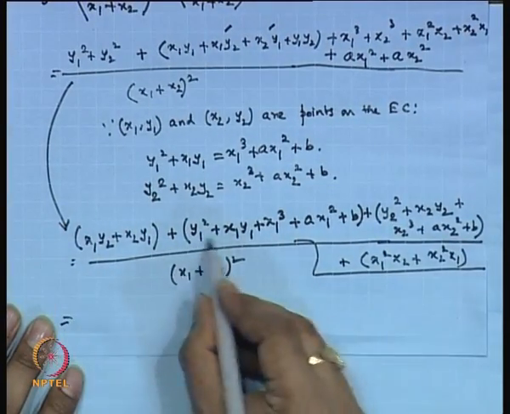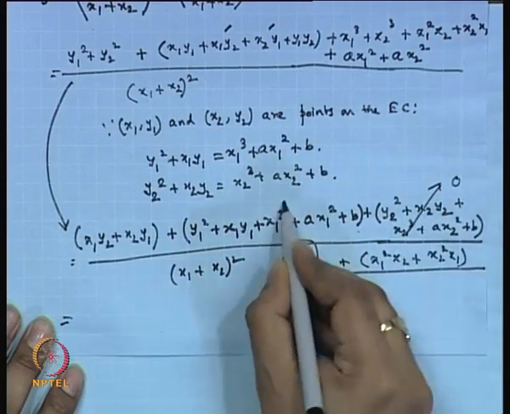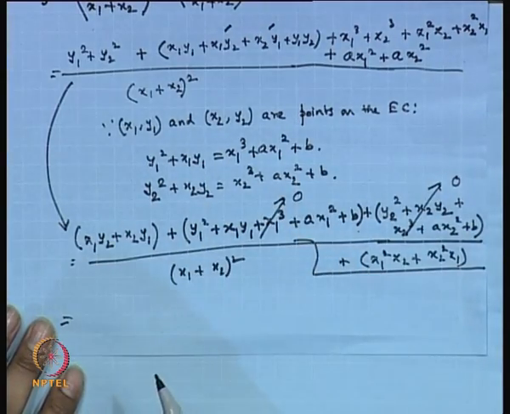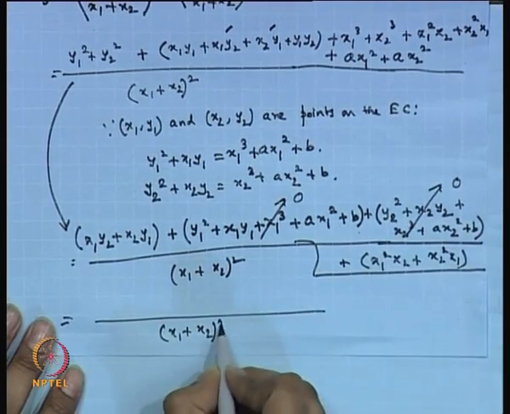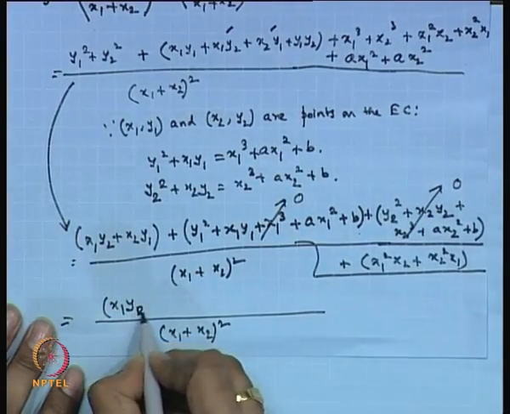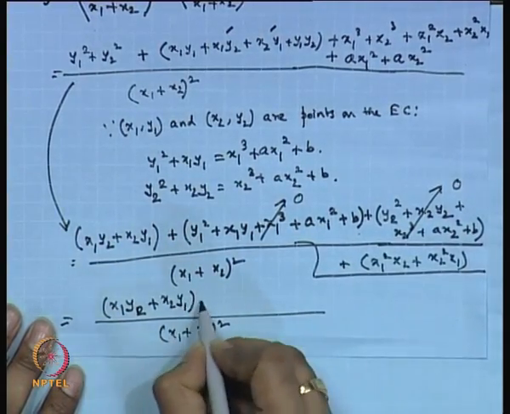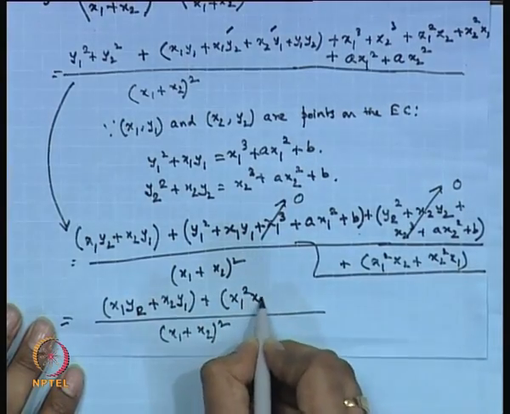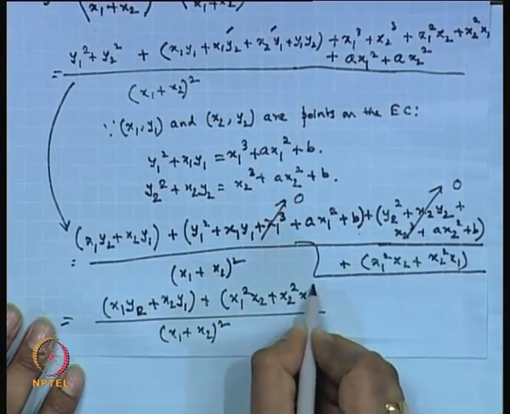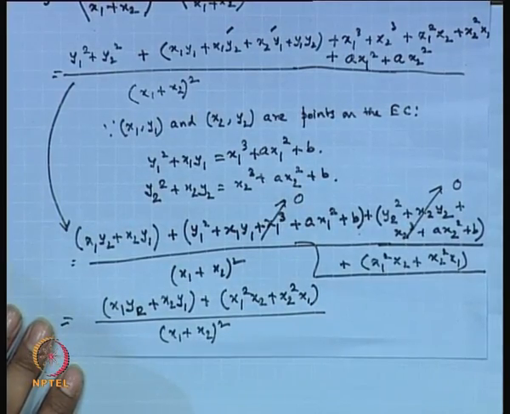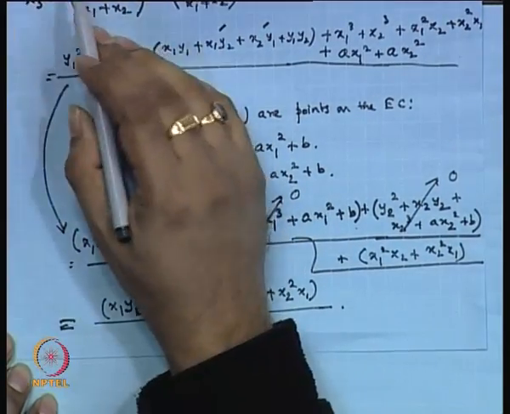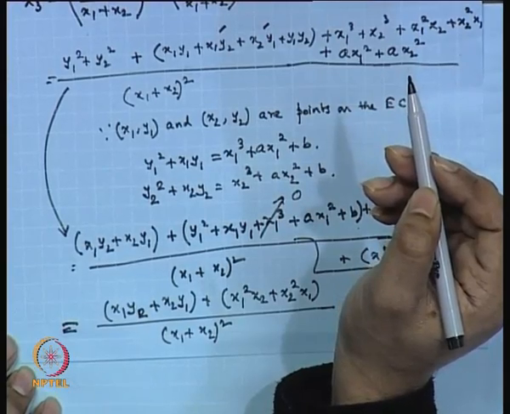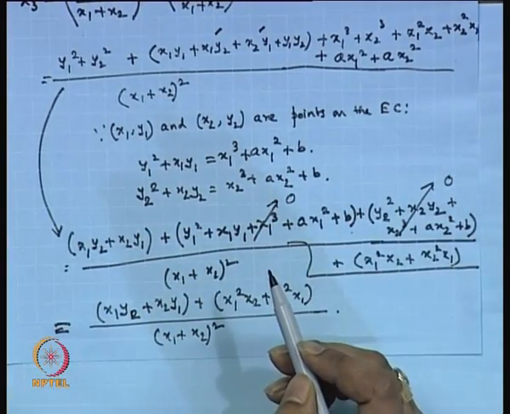So, that means this term and this term will go to 0, because they are points on the curve, and being in a characteristic 2 field, these two terms go to 0. So, you have got (x 1 plus x 2) whole square in the denominator, and in the numerator you have got x 1 y 2 plus x 2 y 1 plus x 1 square x 2 plus x 2 square x 1. Is it correct? Right. So, that is your corresponding sum of x 1 y 1 and x 2 comma y 2, right. So, that is the first result here.